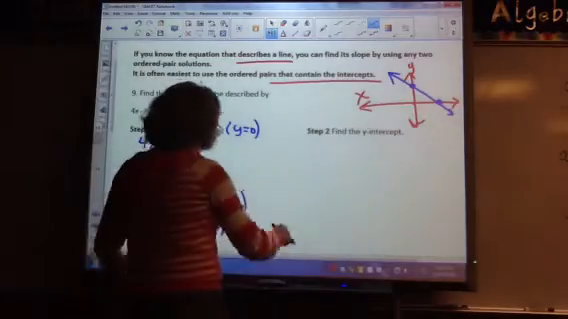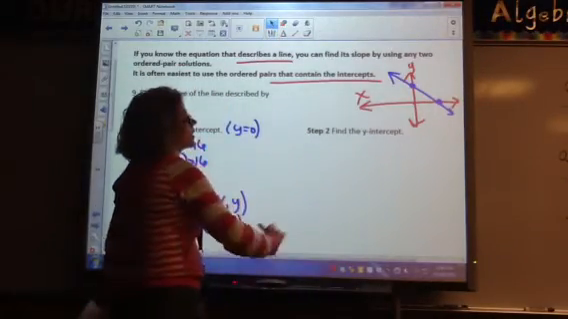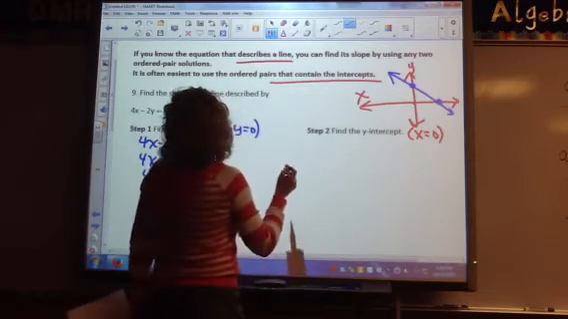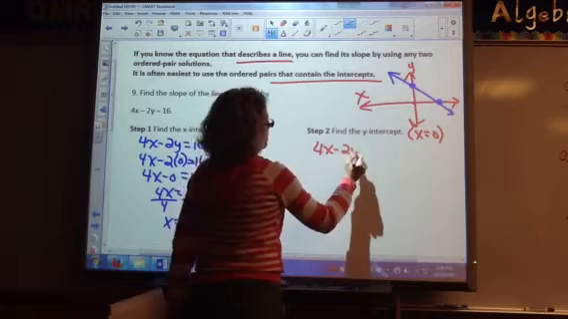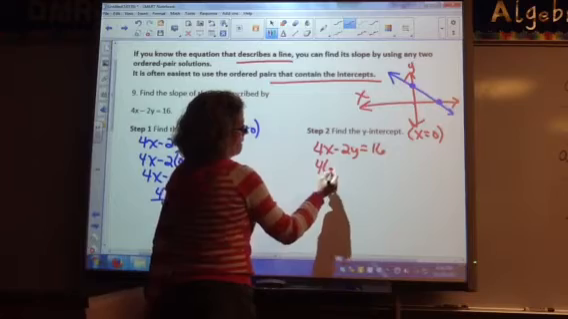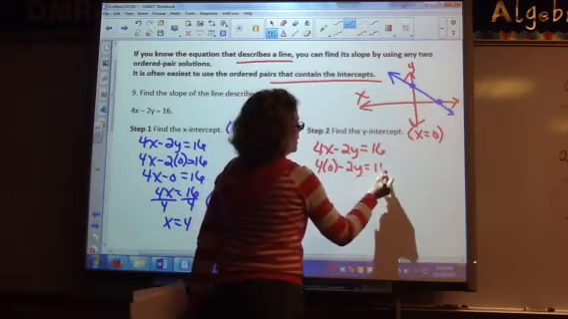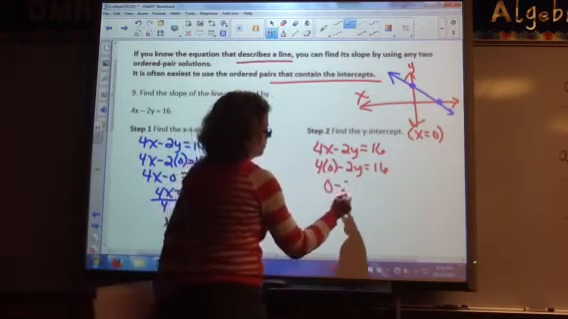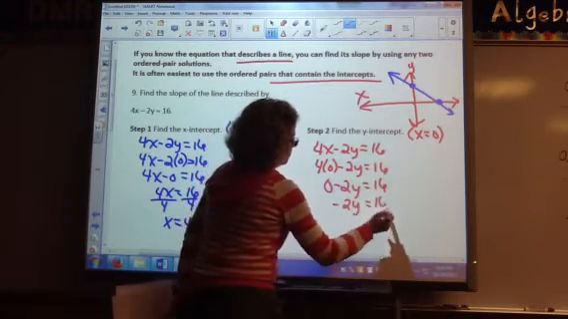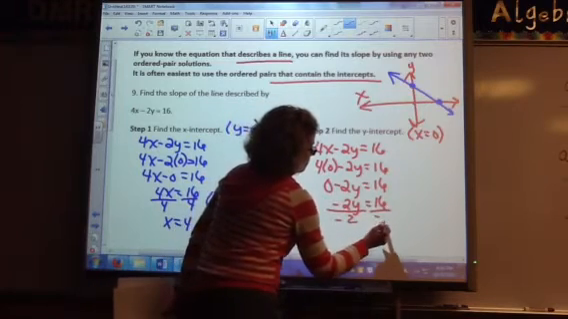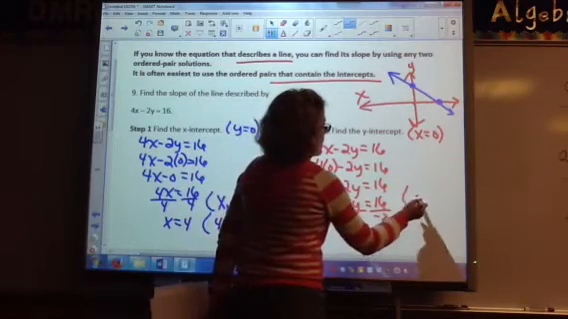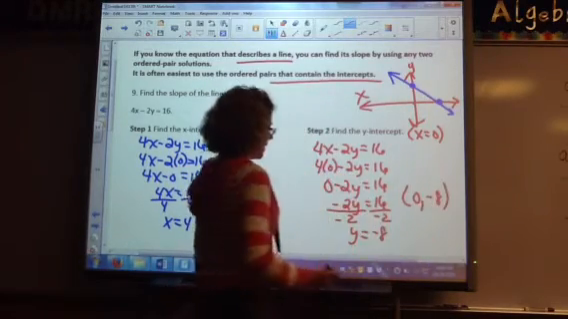Okay, so now let's find the y-intercept. We know the y-intercept, x is 0. So let's use our same equation, but this time let's substitute 0 in for x. And when we do that, it's going to give us our y value. So for this point, I'm going to have my x is 0 and my y is negative 8.